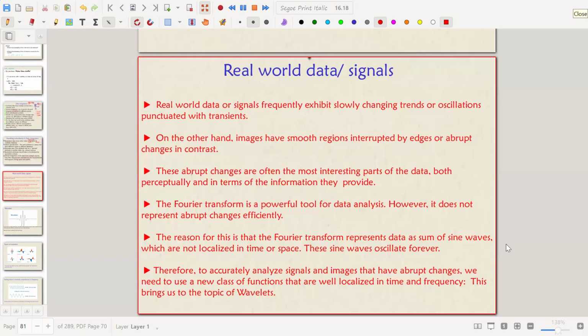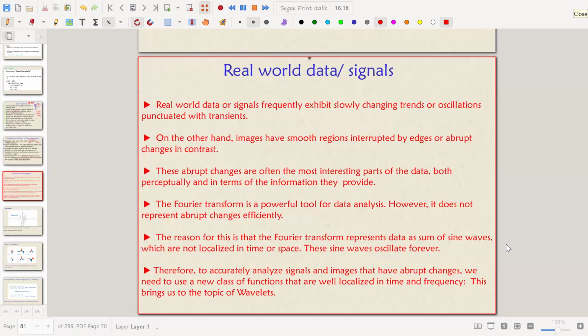I hope you remember that Fourier transform is the sum of sine waves, an infinite sum in fact, right? The sine term just oscillates again and again infinitely. The reason is that Fourier transform represents data as a sum of sine waves which are not localized in time or space, and these sine waves can oscillate forever. So this is why you don't normally see Fourier transform being used.